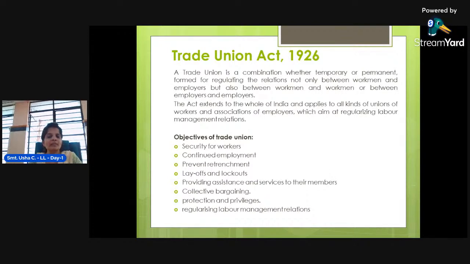Okay, regularizing the labor management relations, definitely, in order to continue with a good, mutual relationship between employer and employee, this trade union is very much necessary. Let us understand the objectives of trade union. These objectives include security for workers, continued employment, and prevention of retrenchment. There are various objectives of trade union. Let us discuss one by one.